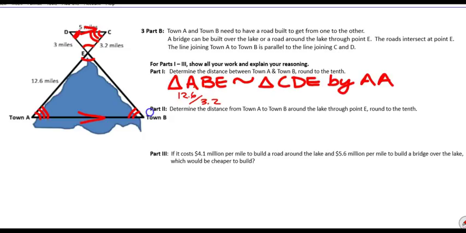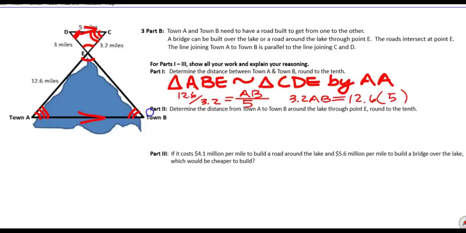And then we're trying to find out how far apart the towns are. Up here on the top, we have that DC is 5 miles. So we're trying to find how far A and B are, A to B here. We're going to put the 5 down here because that's the corresponding part: AB over CD. All right, so now we're just going to cross multiply. That's going to give us 3.2 AB, which is equal to 12.6 times 5. When we do that, we're going to get 3.2 AB equals 63.